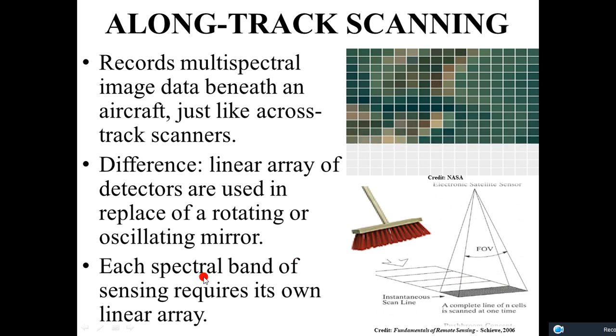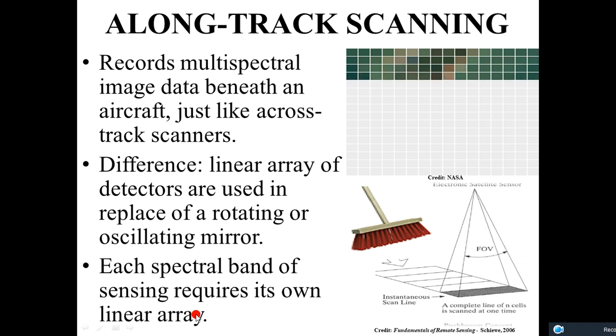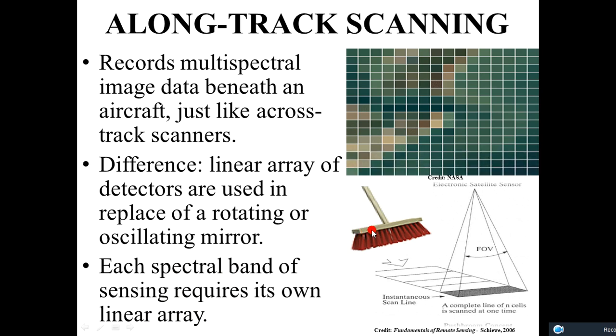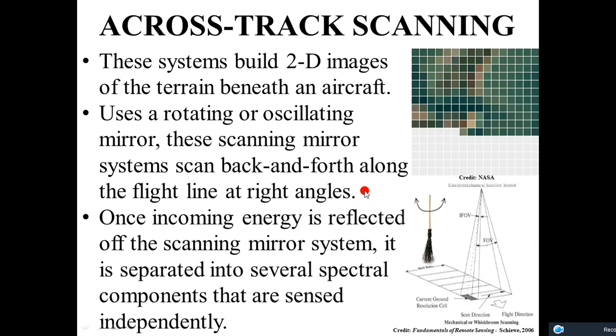Okay, so each spectral band sensing requires its own linear array. So each spectral band will have a definite array, right? So they can record multispectral images very easily. So this is the major difference.